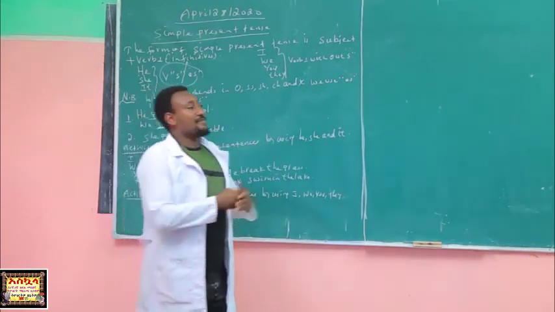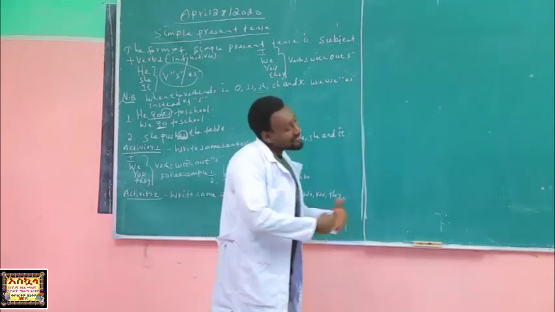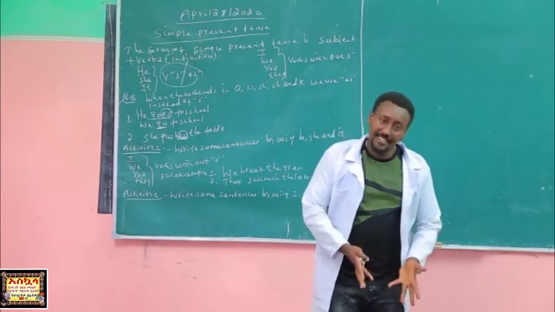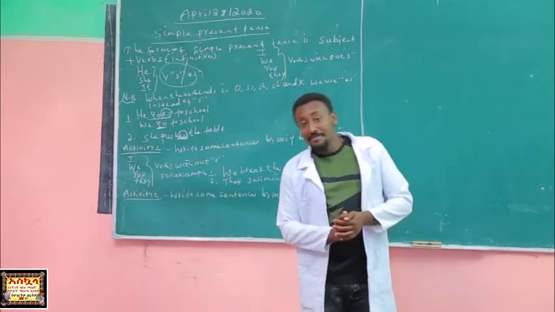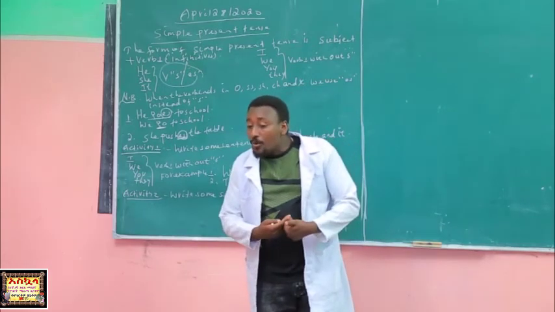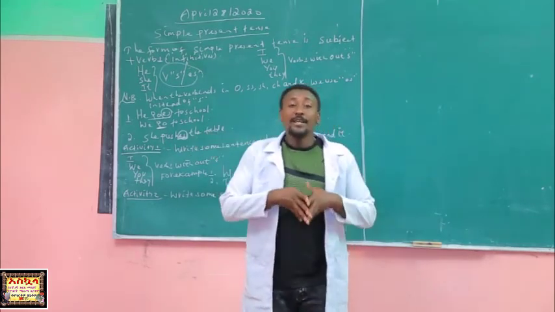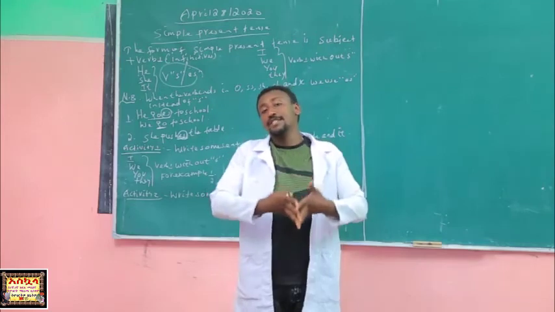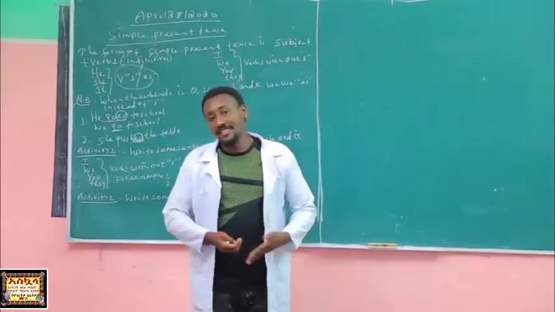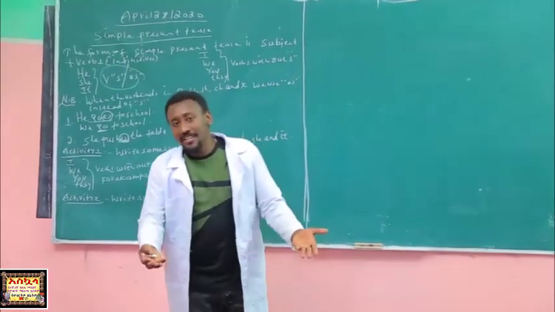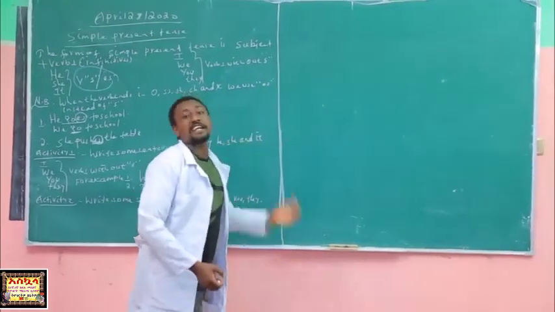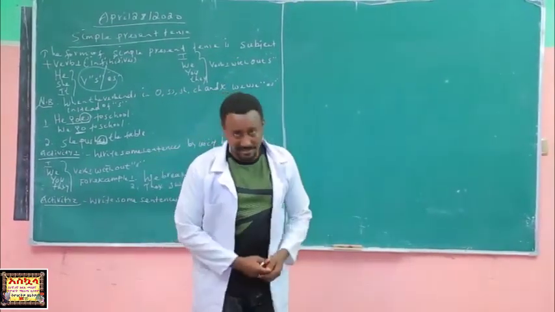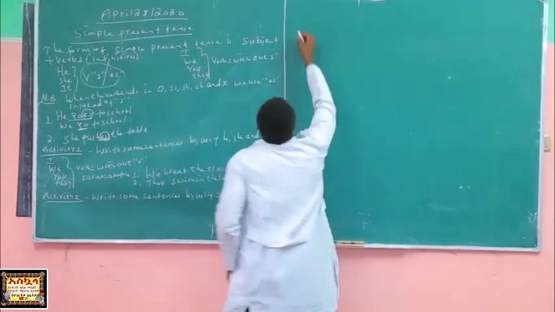If I'm presenting in this way about the forms of the simple present tense, and you understand the form of the simple present tense, now let's see why we learn about the simple present tense. What's its use? Let's see one by one. After that, we will come to negatives and interrogatives. Good.